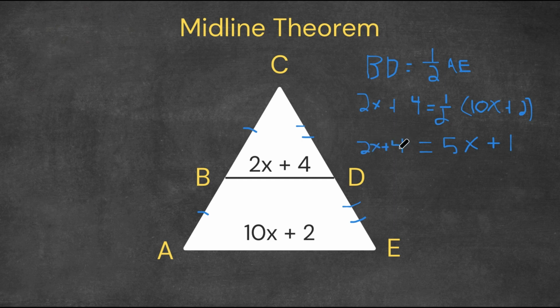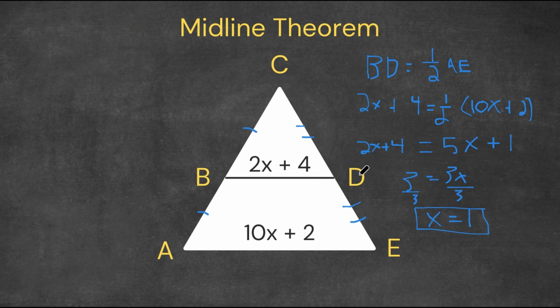Now we're going to subtract 2 on both sides. So 2x minus 5x, that's 3x. And we're also going to subtract 1 on both sides. So 4 minus 1 is 3. Now if we divide 3 on both sides, we get that x is equal to 1. So now we found out the value of x.